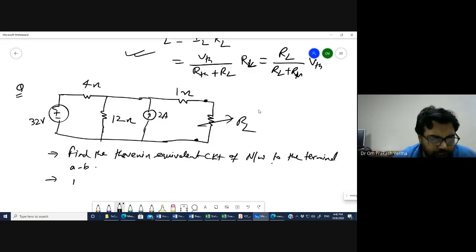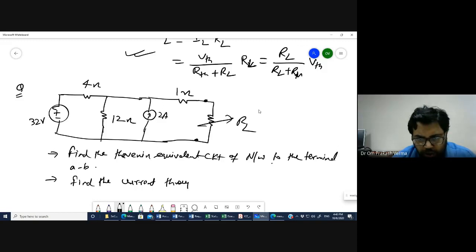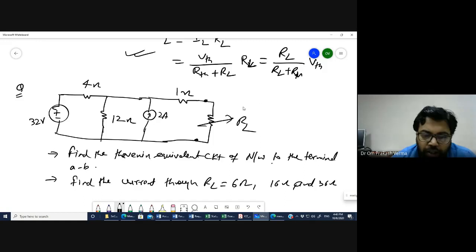The second part of the question is you have to find the current through RL, 6 ohm. First you take the 6 ohm, then 16 ohm and 36 ohm, right? We have to vary the resistance.